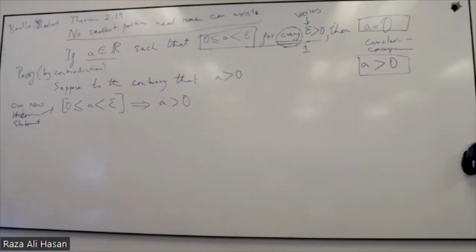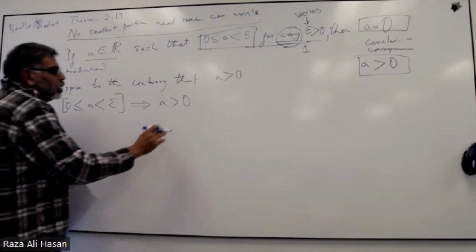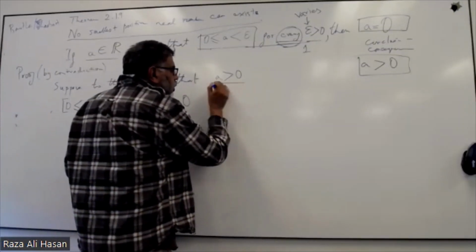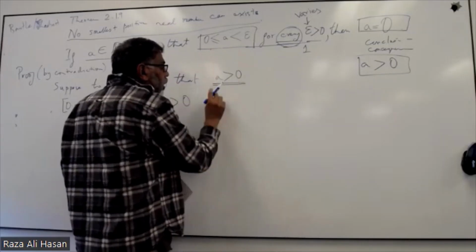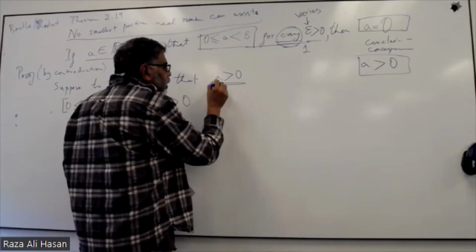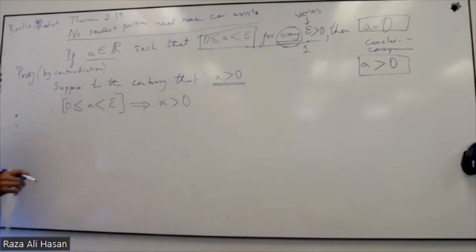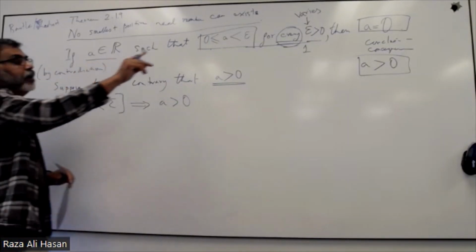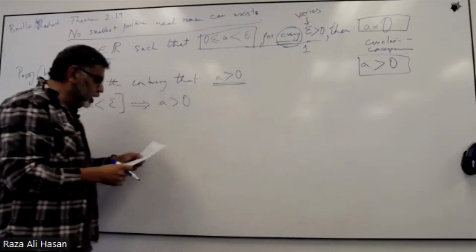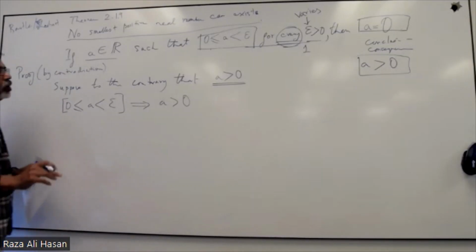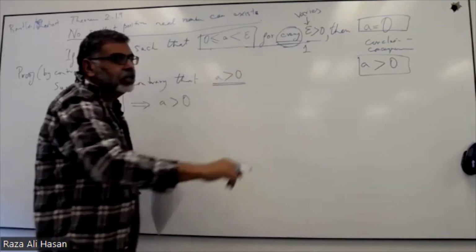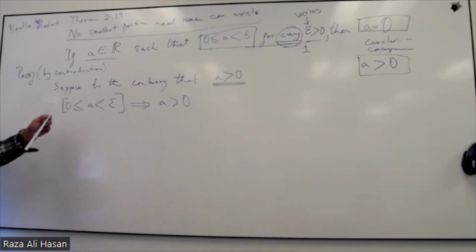So suppose, on the contrary, we chose our conclusion that this will be true if A's value is greater than 0. Let's see if it holds for every epsilon. So the first thing we have to do is test it out for every epsilon. Whatever the value of epsilon, let's just halve it, right?